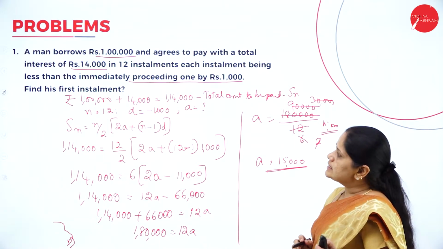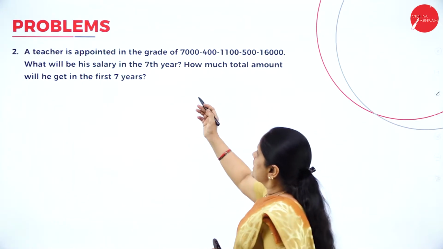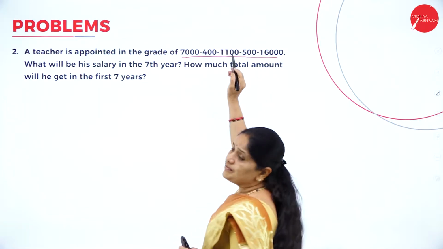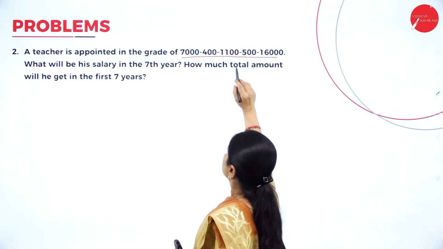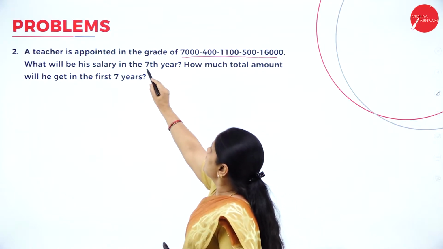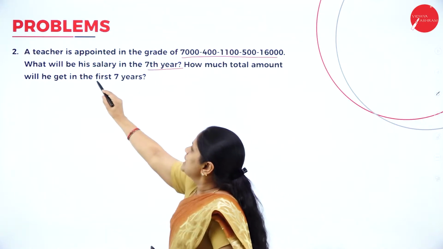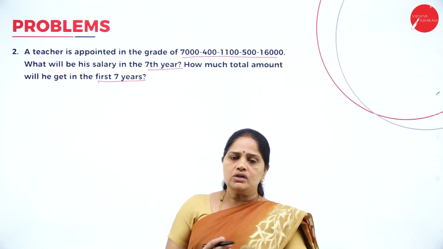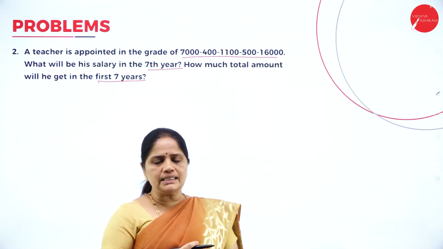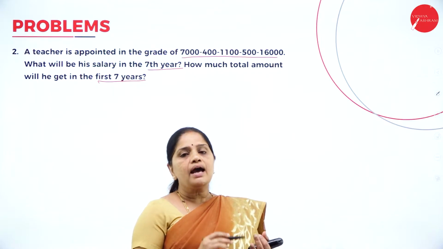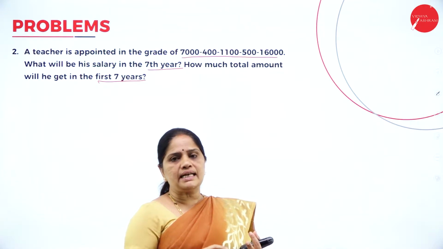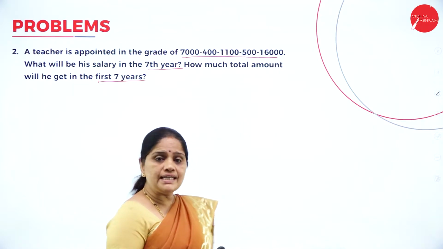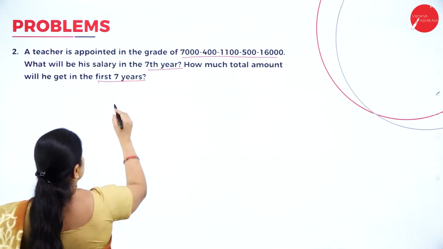Now the next problem. A teacher is appointed in the grade of 7,000, 400, 500 up to 16,000. What will be his salary in the 7th year? How much will be his salary in the first 7 years? So we have to calculate the teacher's salary in the 7th year and the total amount of salary drawn for the first 7 years. Okay, so let us calculate.